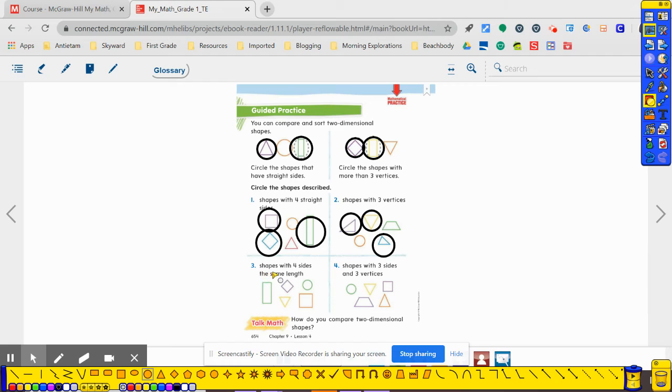Let's move on. Number 3, shapes with 4 sides the same length. Now I want you to go through and look for shapes that have 4 sides that are the same length. Pause, circle them, and then unpause when you're ready to move on.